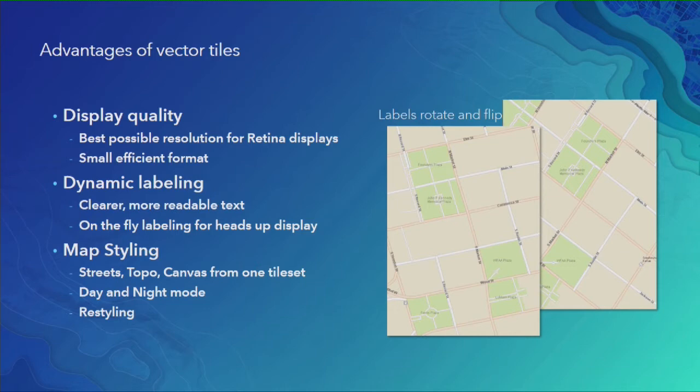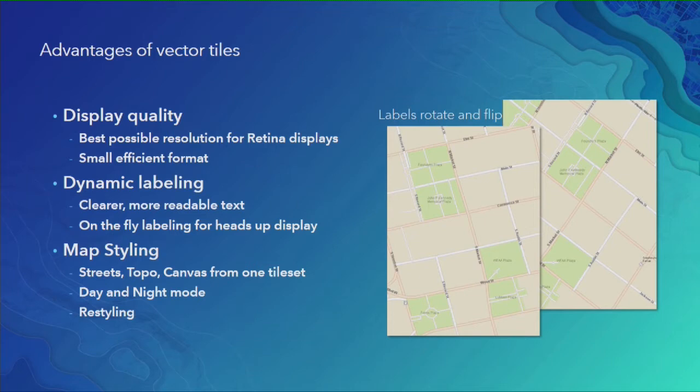You can also do things like label dynamically in the device. So with a raster tile where text is burned into the raster, that's different in a vector tile world. In a vector tile world, we're labeling in the client. So as you rotate the map, labels can be oriented so that they're readable.